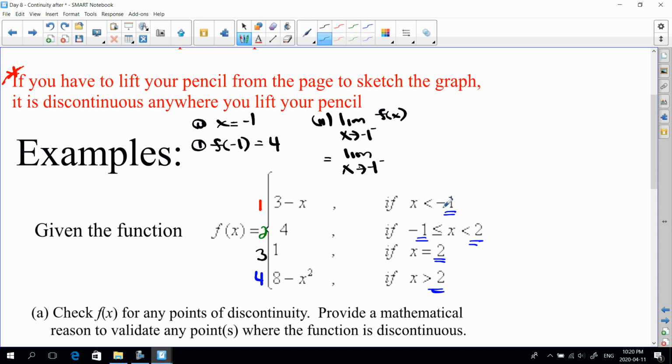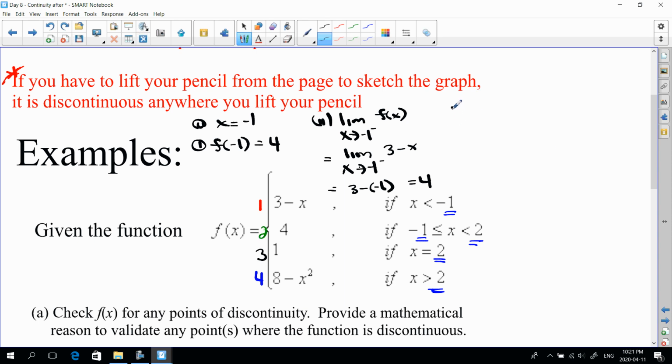So like numbers like -2, -1.5, -1.25, -1.1, and so on. But in order to determine that, I have to use this equation, 3 minus x. With some direct substitution, this becomes 3 minus -1, which gives me a positive 4.